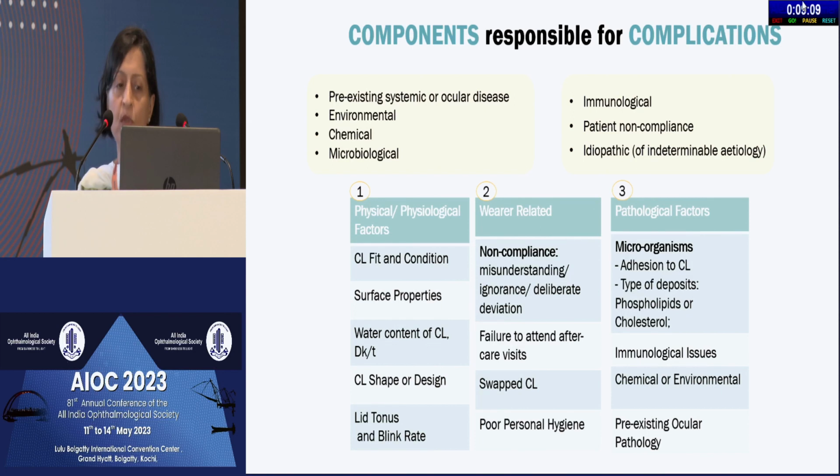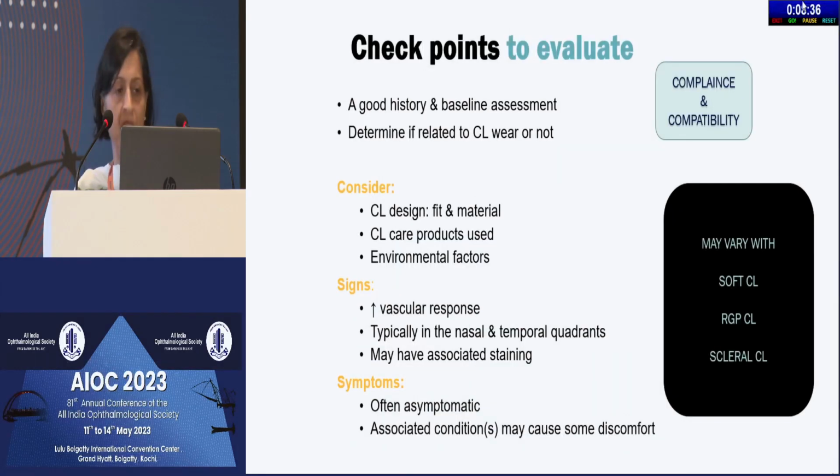So the components responsible for complications, they are of course physical and physiological factors. They could be wearer related, because often patients may sleep with the contact lens, they may not be that careful with the hygiene. And this is another thing you need to take into account when you're counseling a patient whether to wear a contact lens or not. And then there are some patients who actually require the contact lens for their vision, where they don't have any other options, such as keratoconus or pellucid marginal degeneration, which are not amenable to surgery. And then there are, of course, pathological factors. So the checkpoints, one would like to look at the compliance and compatibility.